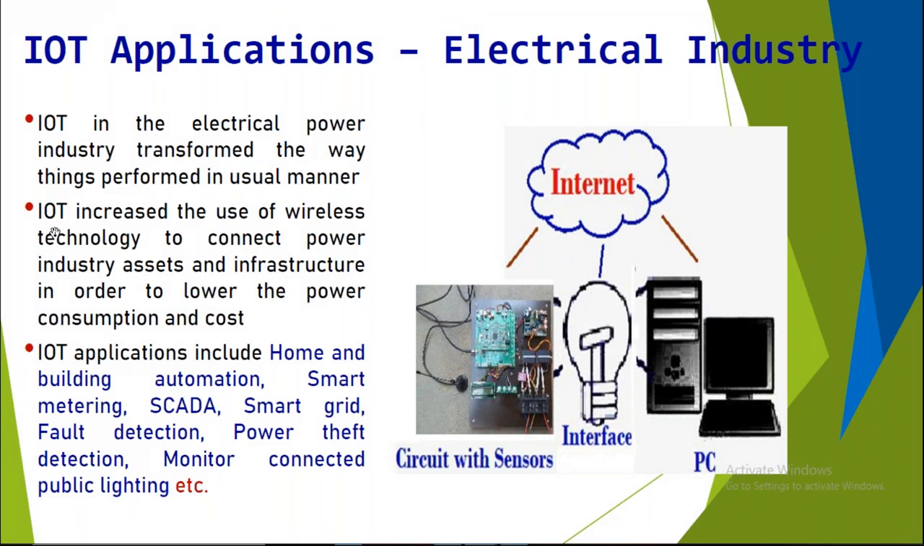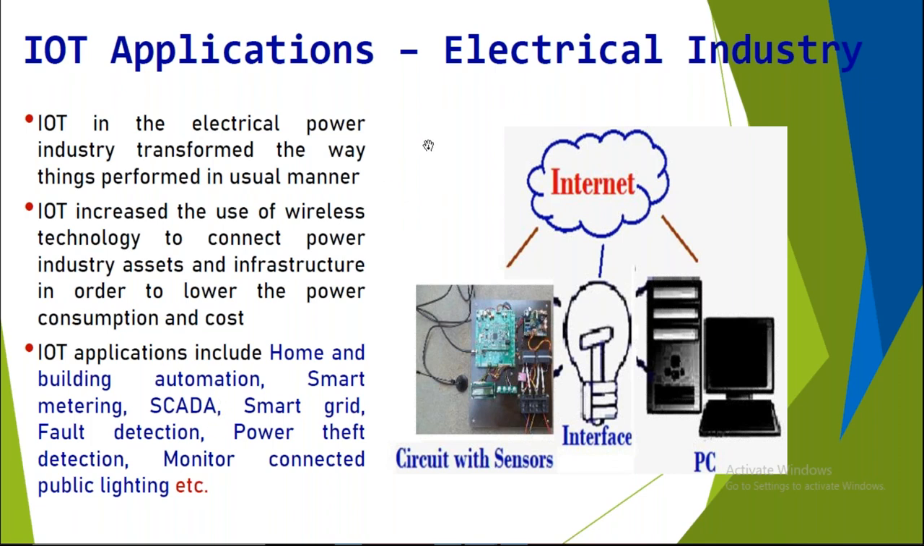So IoT brought some revolutionary transformation in the electrical power industry. It transformed the way things were performed in the usual, conventional manner. Nowadays all things have changed, with increased use of wireless technology to connect the various types of power industry assets and infrastructure. Why is this interconnection of assets and infrastructure done? It is for best, effective utilization, and thereby can reduce the consumption cost, the losses, and the theft and risk. In fact, you can improve the forecasting, and prediction will be almost realistic.